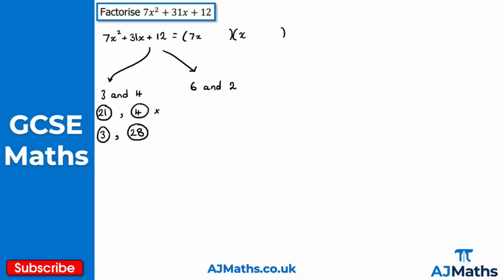So now, when we add these two numbers here together, 3 plus 28 gives me 31. Perfect. So we found the correct pair there. So now we just need to make sure that we get the order correct here.